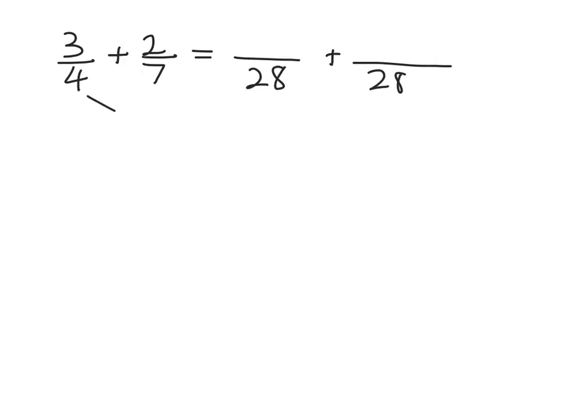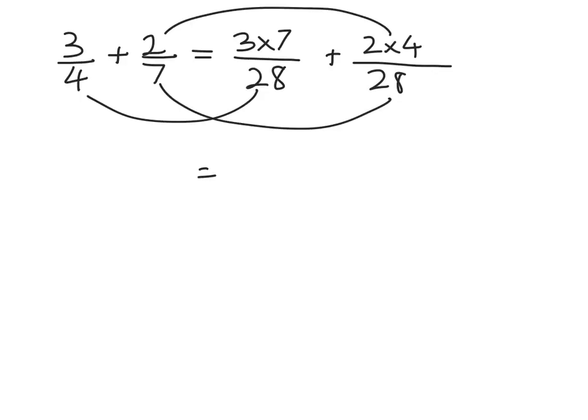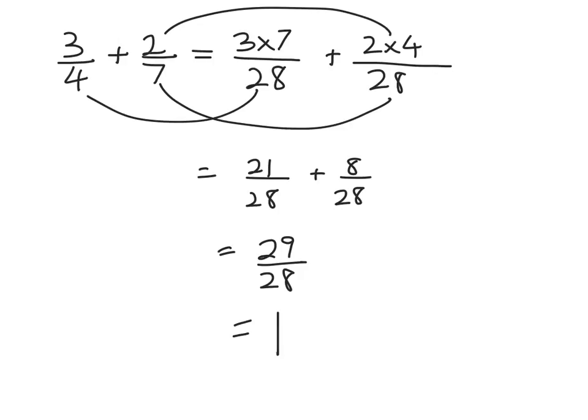Right, so what do we do to the 4? We times it by 7. So we've got 3 times 7 here, and we've got 2 times 4 here. Because we multiplied the 4 by 7, we have to do the same thing to the 2. So we get 21/28 plus 8/28, which gives me 29/28 altogether. It's nice to write that as a mixed number, so it's going to be 1 and 1/28.